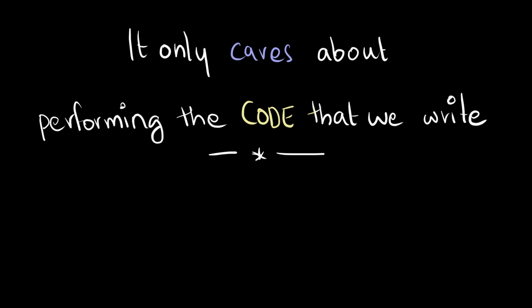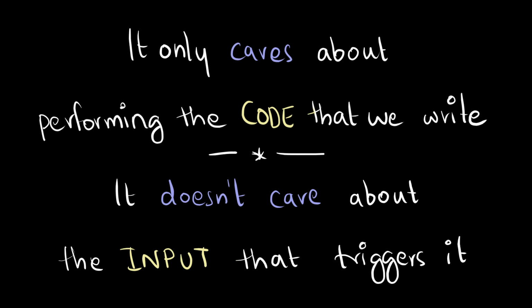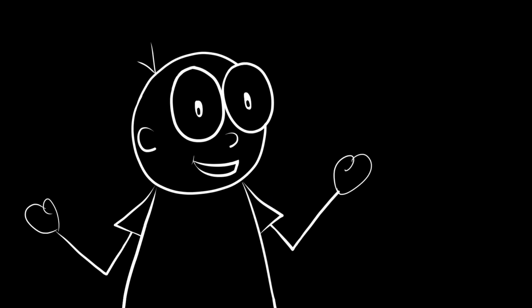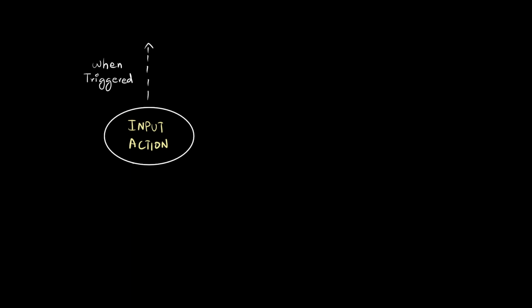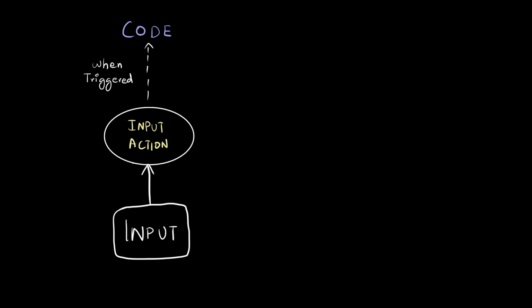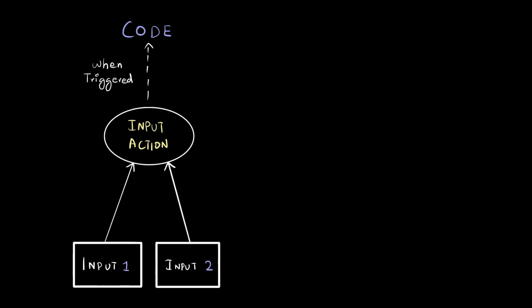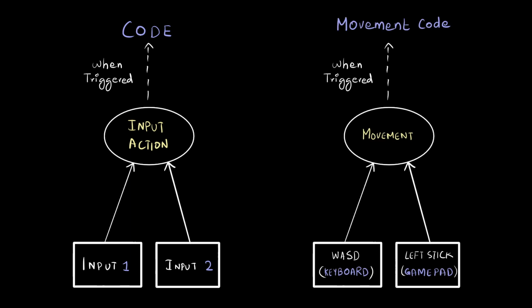All it does is it cares about performing code that we write, and it doesn't care about the input that actually triggers it. In order to explain this further, we can create a flowchart. So we have our action, which is eating an ice cream, and if the action is triggered, we can execute our code. And then at the bottom, we have an input. But since the action doesn't care about the type of input it receives, we can source multiple types of input to the same action. A realistic example would be movement, where we can have multiple inputs coming from our keyboard, gamepad, or any other input device. This is what I mean by an efficient system.